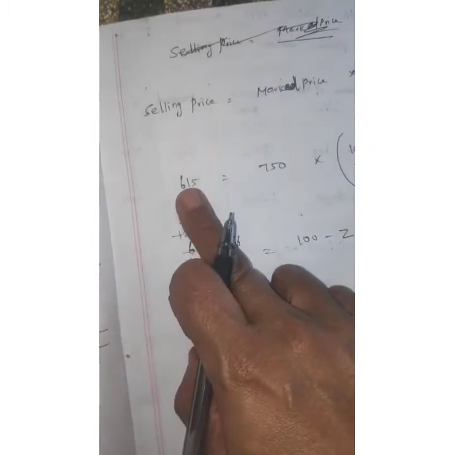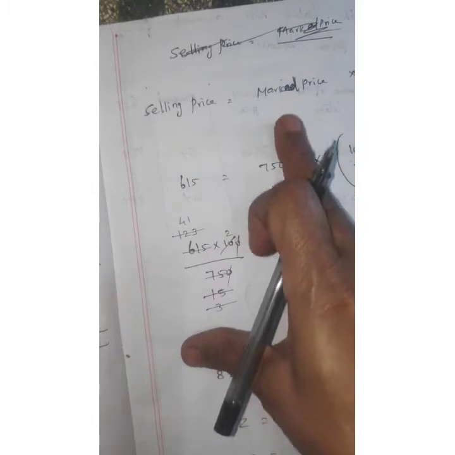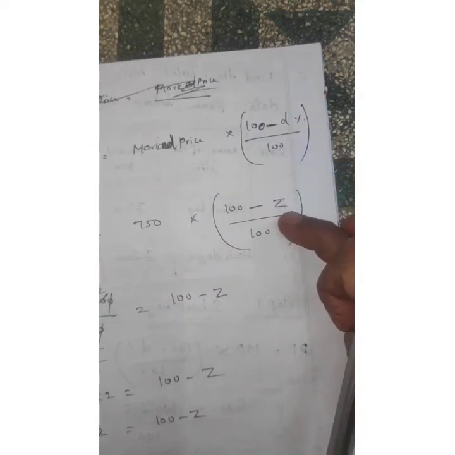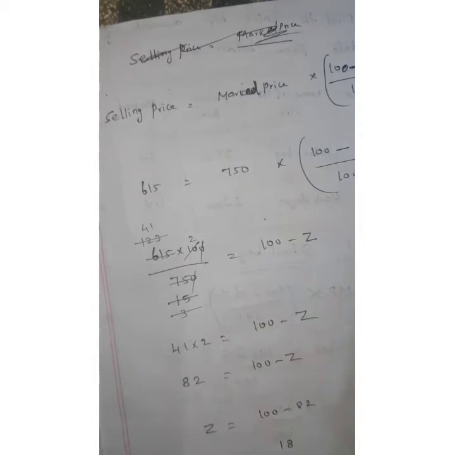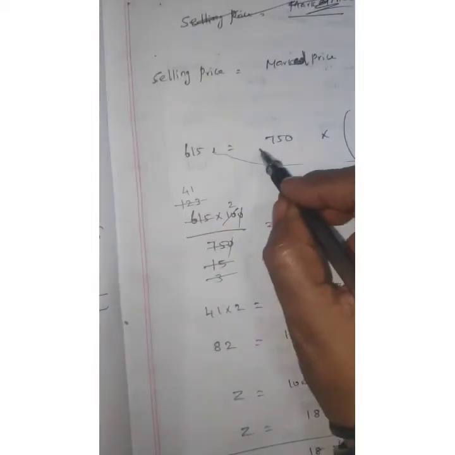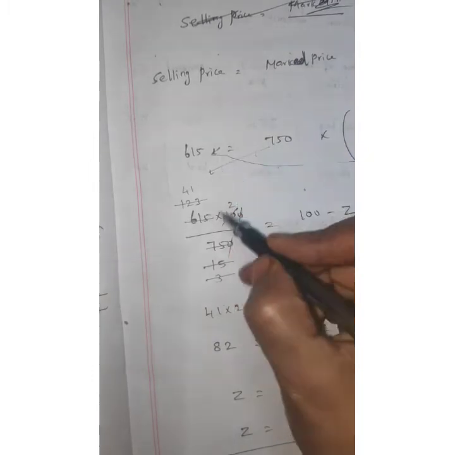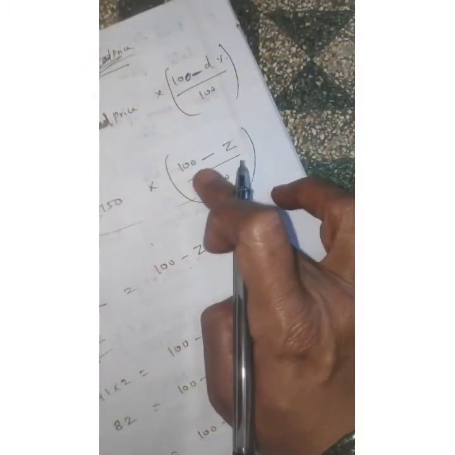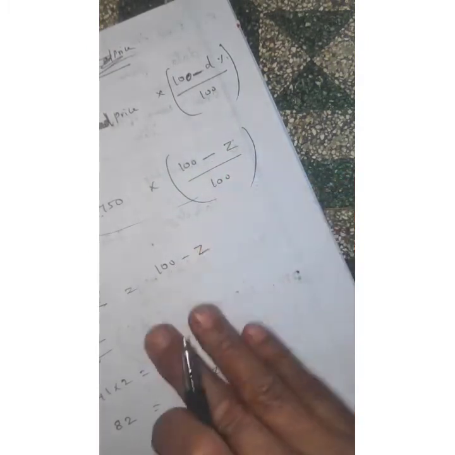Selling price given is 615, equal to market price 750 into (100 minus discount value Z) divided by 100. Now write 615 divided by 100 here and 750 down there. So 615 into 100 divided by 750 is equal to the bracket work here. What is the work? 100 minus Z.